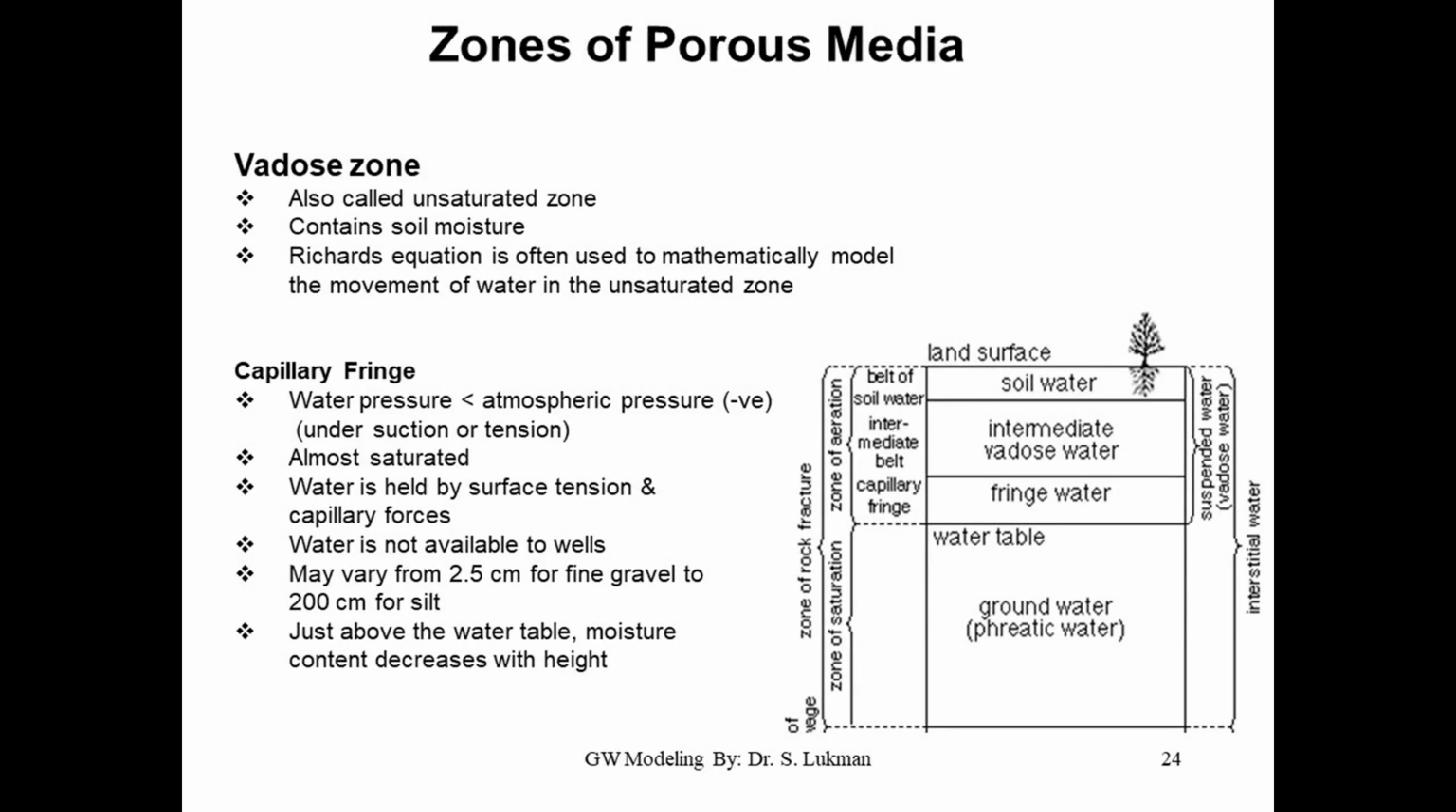This is the water table. Above it, you have the unsaturated zone, or the zone of aeration, or the vadose zone, or the suspended water, or whatever you call it. Okay? It contains the soil moisture. And Richards' equation is often used to mathematically model the movement of water in the unsaturated zone.